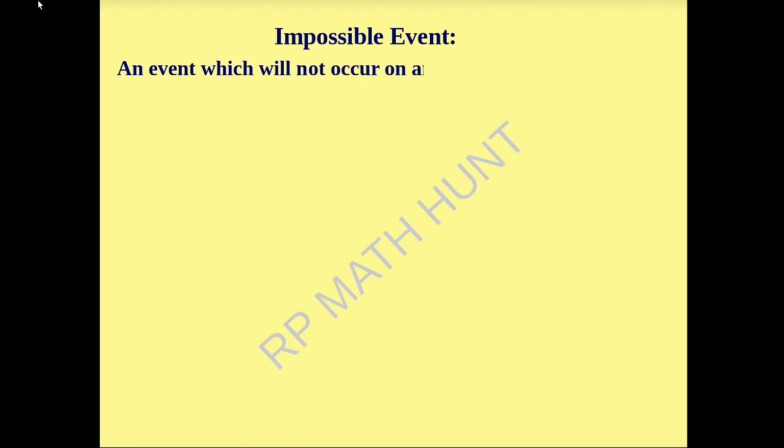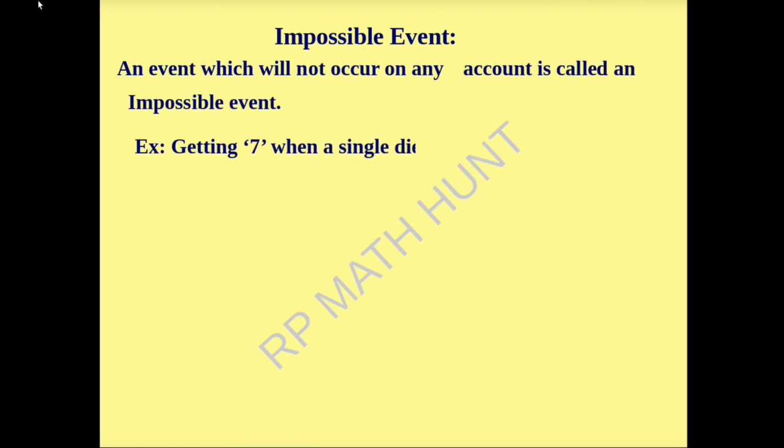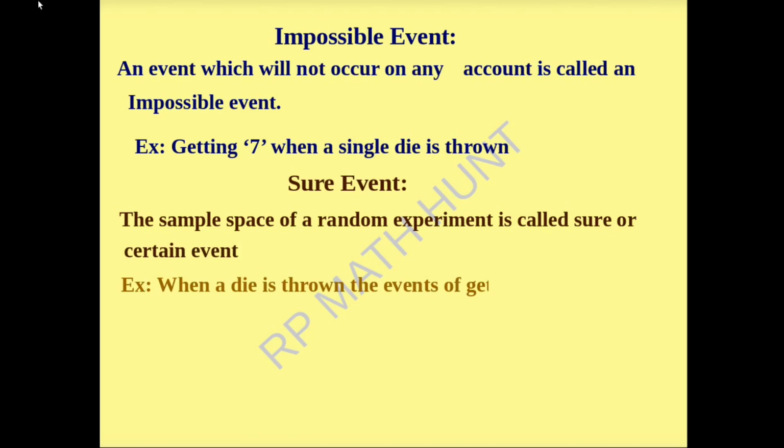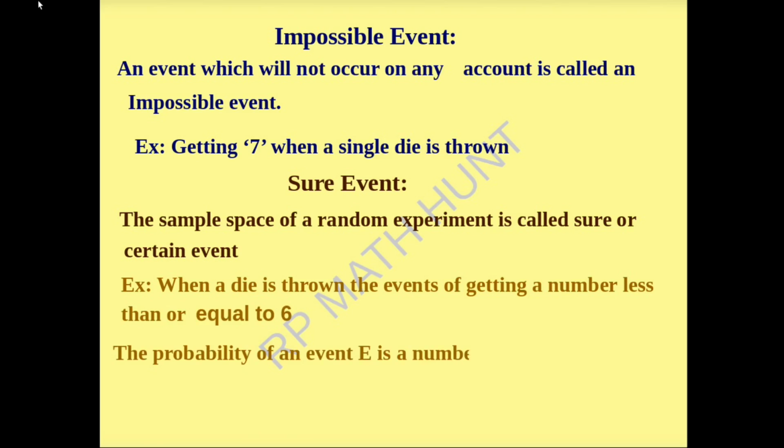Impossible event. An event which will not occur on any account is called an impossible event. Example, getting 7 when a single die is thrown. Sure event. The sample space of a random experiment is called a sure or certain event. Example, when a die is thrown, the event of getting a number less than or equal to 6. The probability of an event E is a number P(E) such that 0 is less than or equal to P(E) is less than or equal to 1.